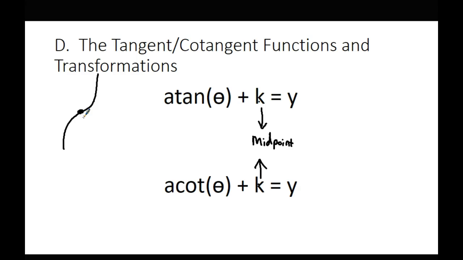This number here was our amplitude with sine and cosine, and it kind of does the same thing. Instead of telling you how far up to go from the midline, it tells you how far to go up and down from the midpoint. I'm not going to call it the amplitude. I'm going to call it the vertical stretch, because amplitude applies to waves. That's a wave word, and these aren't waves, obviously. So we'll call it the vertical stretch here.